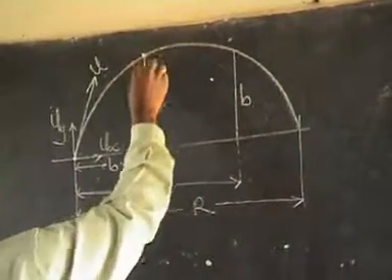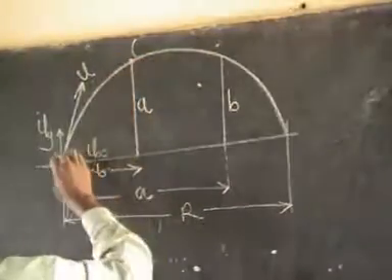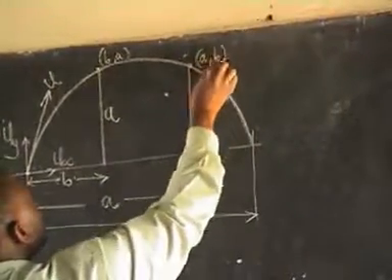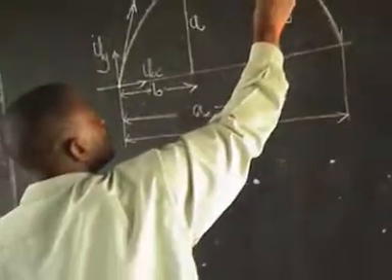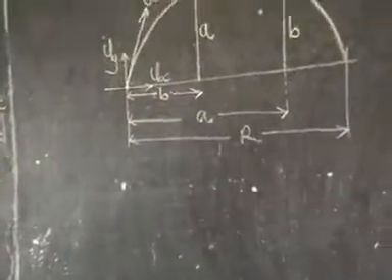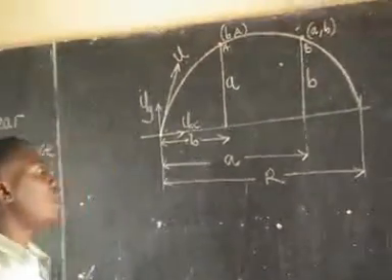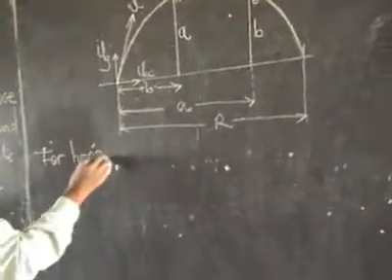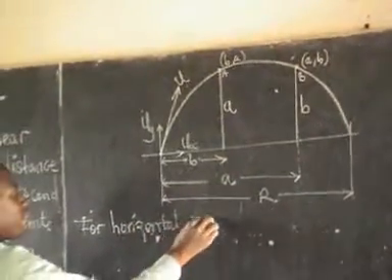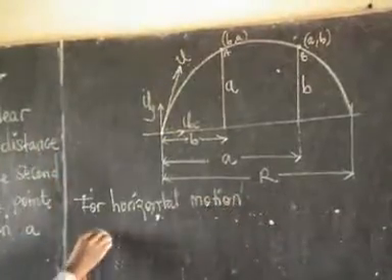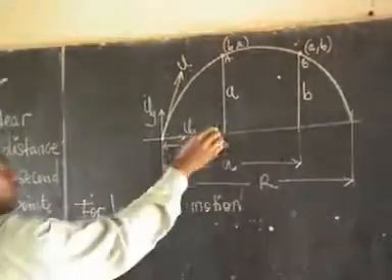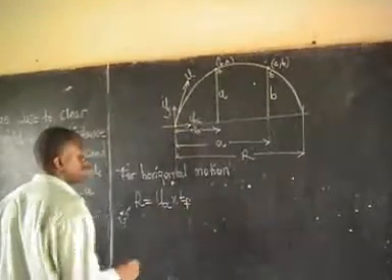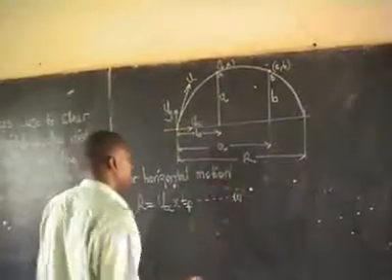So at this instant, along the horizontal, this is B, A, and at this point we shall have our A, B. So I'm going to call this point A, and this point B. So in order to calculate the range R for horizontal motion, the range R is equal to ux times the time of flight, which is TF. Let this be my first equation.